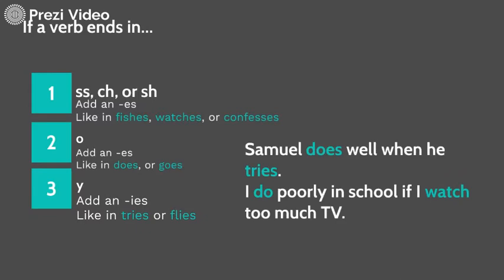So here's an example. Samuel, that's a third person singular subject, does well when he tries. So you have that ES at the end of does and IES at the end of tries. But then when it's not a third person singular subject, you just go back to the regular plain old verb, such as I do poorly in school if I watch too much TV.